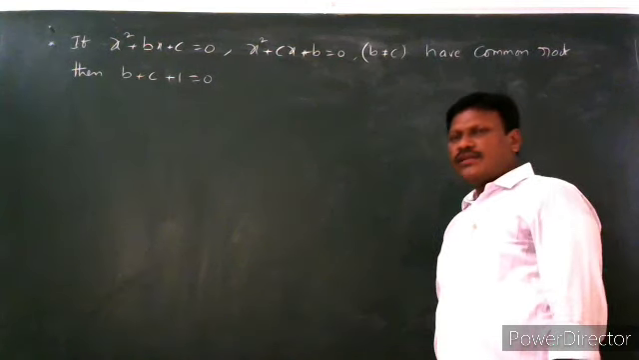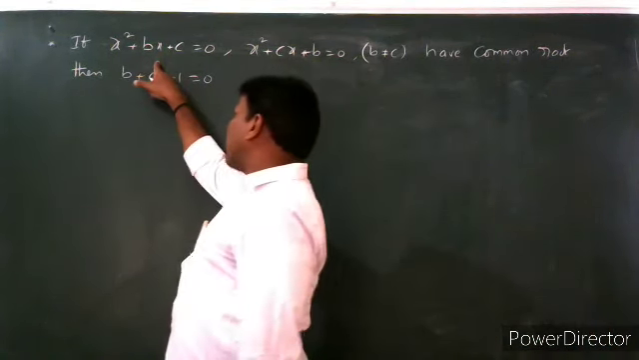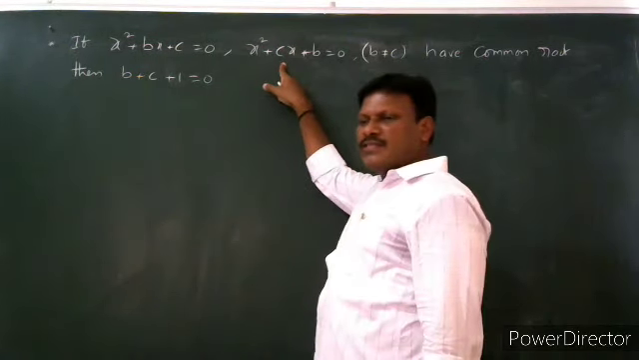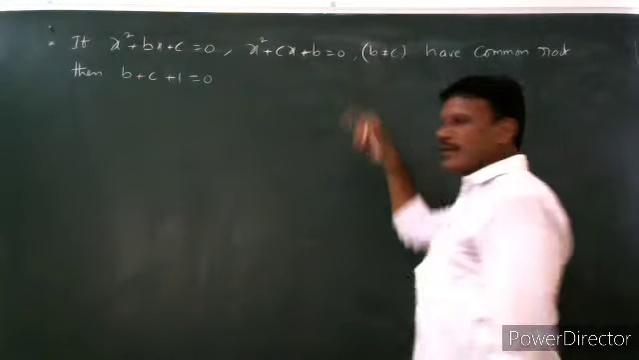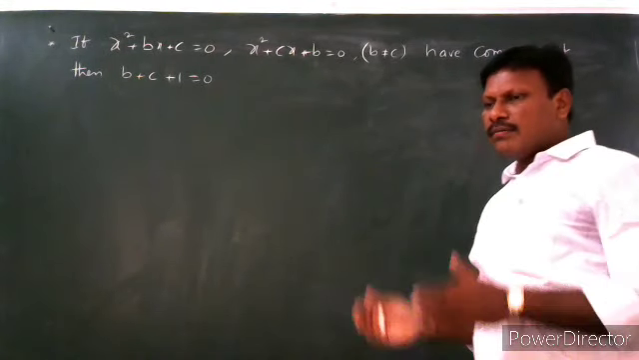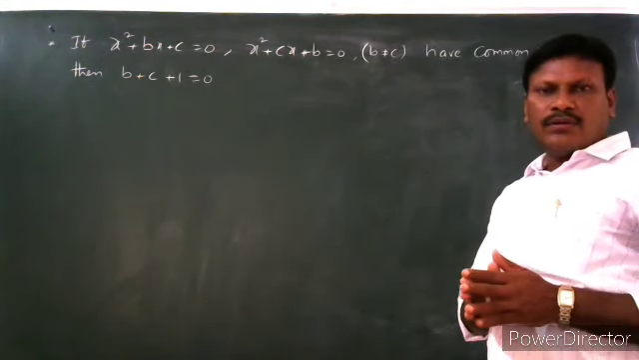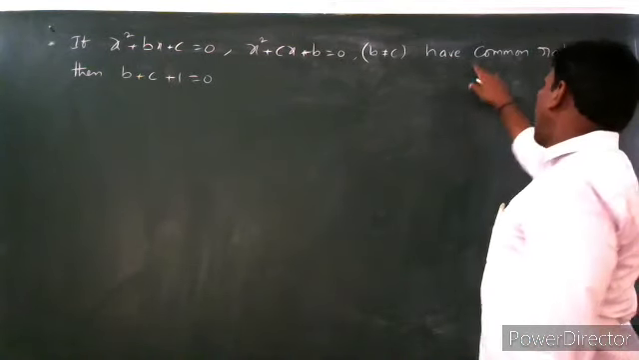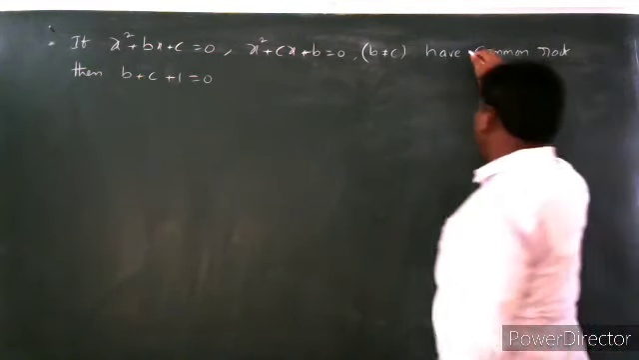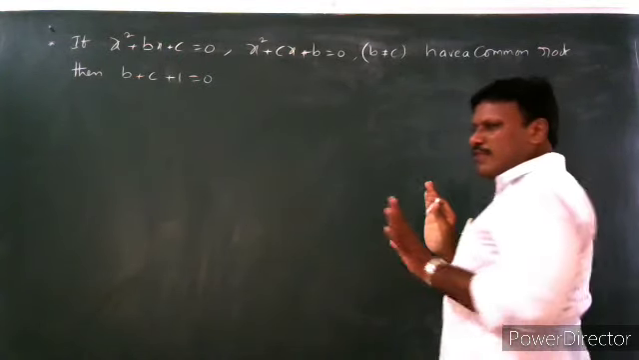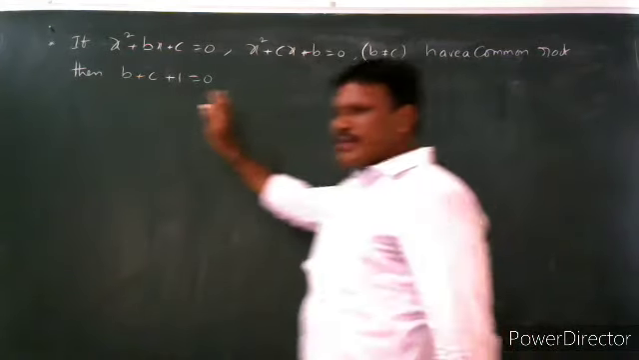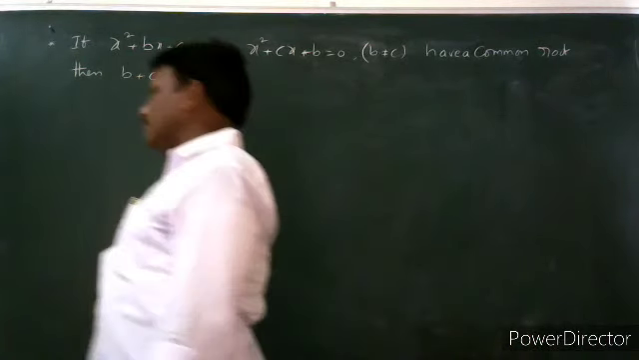Next question. If x square plus bx plus c is equal to 0, comma x square plus cx plus b is equal to 0, and b not equal to c, that means b minus c is not a 0 value, have a common root, that means one root is common. Then the condition is b plus c plus 1 is equal to 0.